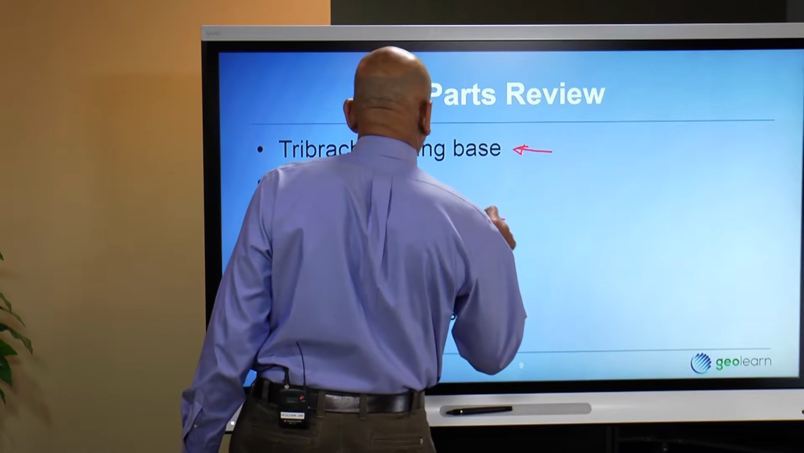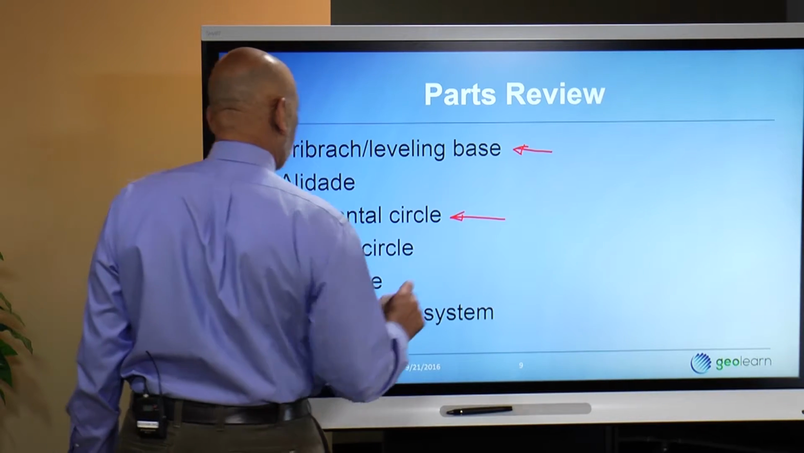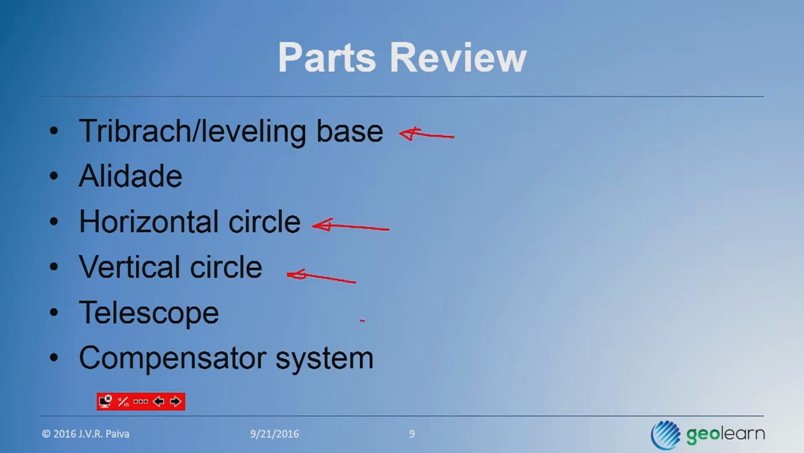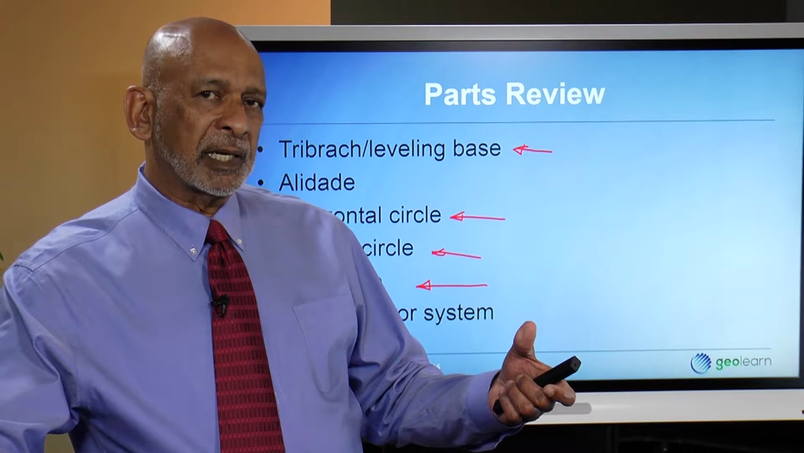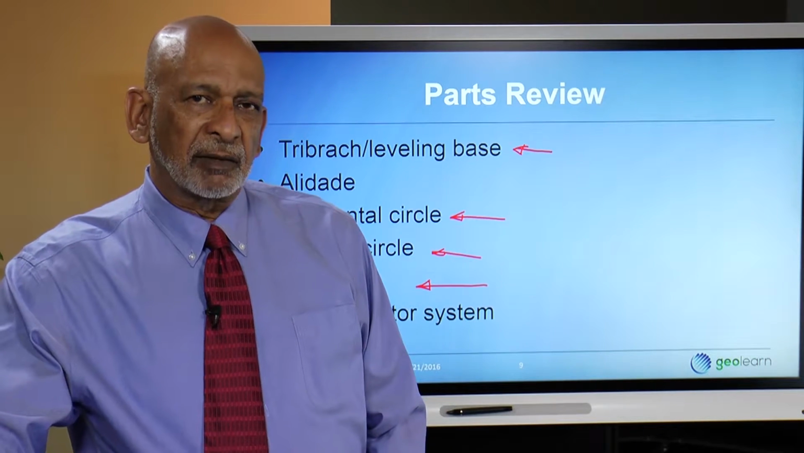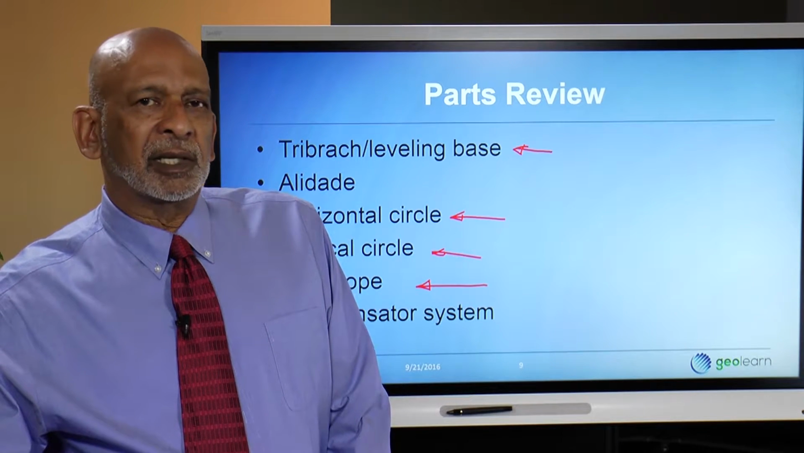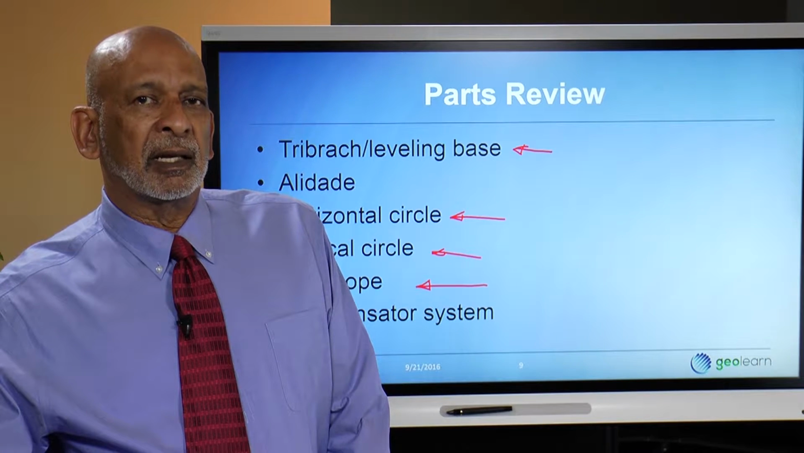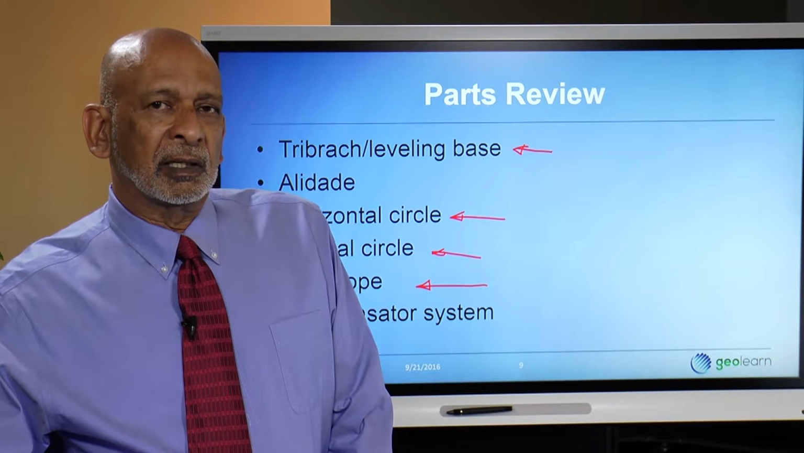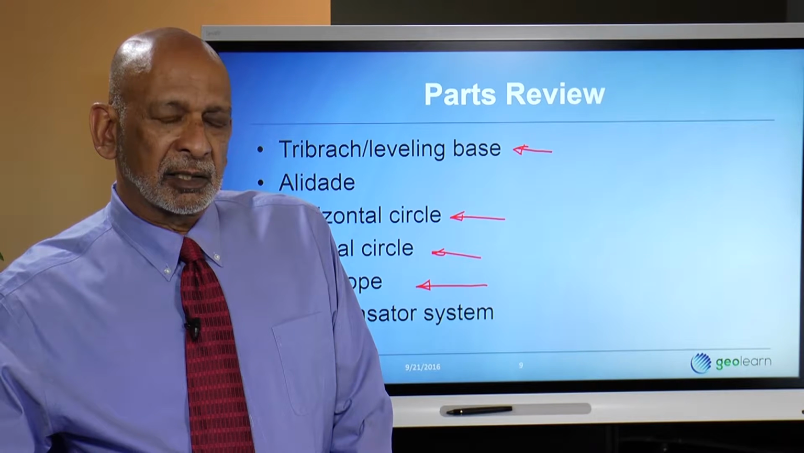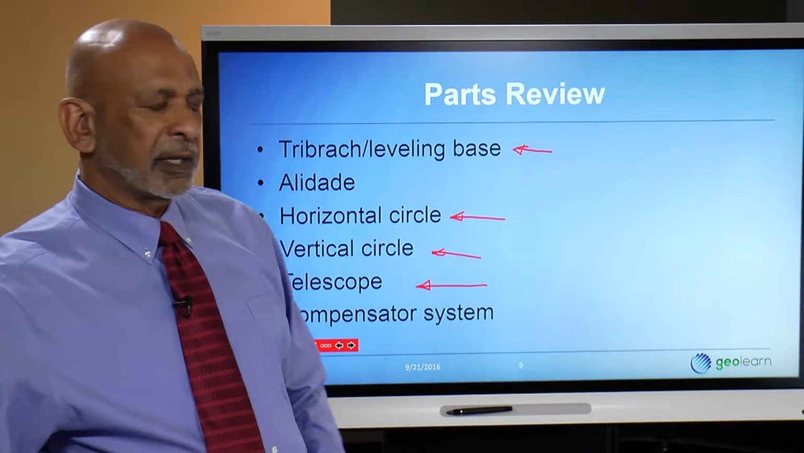We already talked about the horizontal circle. We've talked about the vertical circle. We've talked about the telescope. So let me say a few words about the last item on this list, which is the compensator system. So in my schematic representation, I talked about the level vial. The level vial is the crudest way of setting up the instrument so that it is properly aligned with the vertical direction, so that its vertical axis coincides with the direction of gravity.